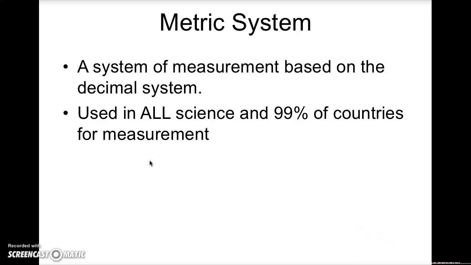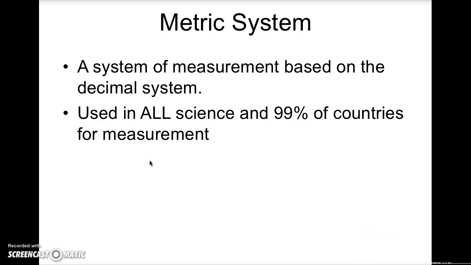The metric system is just a system of measurement based on the decimal system. And we'll get to that in a little bit. It's used in all science, and 99% of the countries use this for measurement. There are about 3 or 4 countries that do not use the metric system, but the rest of the 100+ countries use the metric system for all of their measurements. The United States being one of those countries that does not use the metric system.